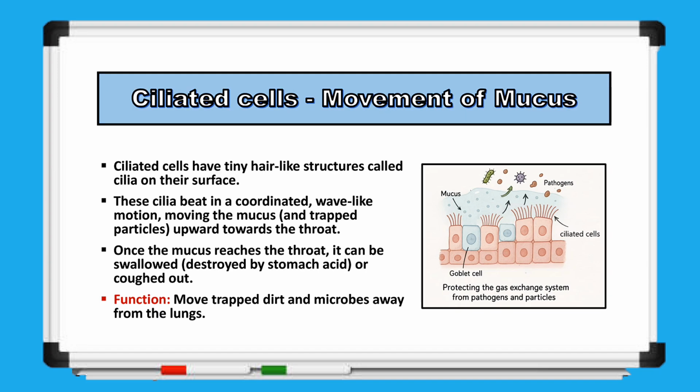Next, we'll look at the ciliated cells, which are responsible for the movement of mucus. Ciliated cells have tiny, hair-like structures on their surface called cilia. These cilia beat in a coordinated, wave-like motion, moving the mucus along with any trapped particles upward toward the throat. Once the mucus reaches the throat, it can either be swallowed, where it is destroyed by stomach acid, or coughed out. The main function of ciliated cells is to move trapped dirt and microbes away from the lungs.